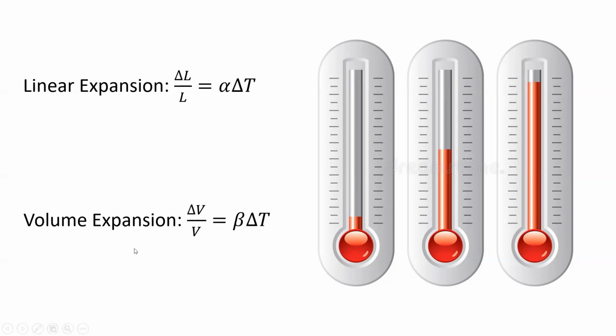What we didn't look at the time was volume expansion. For a fluid, which is not a metal rod, it actually makes more sense to talk about fractional change in volume because the fluid will expand in all directions. So instead of alpha, they go with beta. The fractional change in volume is still proportional to delta T. And you experience this every day, don't you?